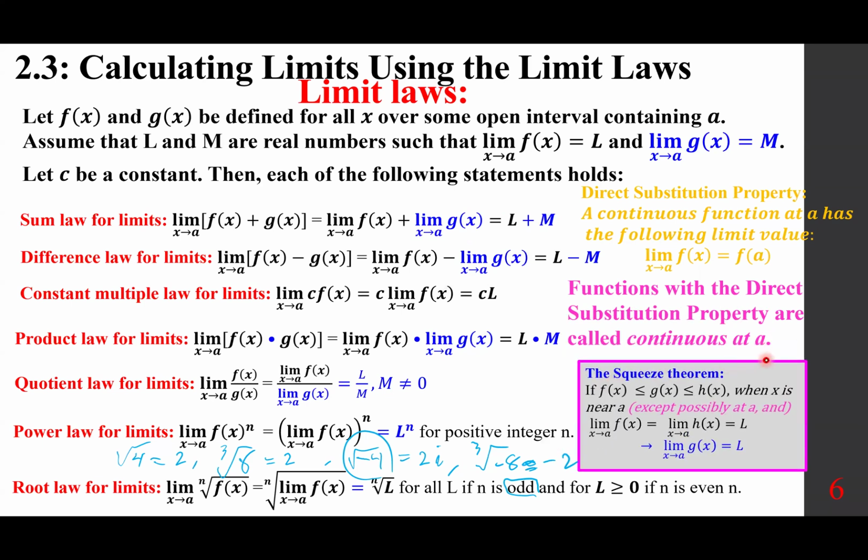The squeeze theorem. If g of x is between f and h, so f of x is less than or equal to g of x less than or equal to h of x, so g is squeezed or sandwiched between these two functions, when x is near a, except possibly at a. In other words, we don't care what happens at a, we're talking about near a. So if the limit of f of x as x approaches a equals the limit of h of x as x approaches a equals L, then the one in the middle, by the squeeze theorem, has the same limit: the limit of g of x as x approaches a equals L. So that is the synopsis of what we need to know.